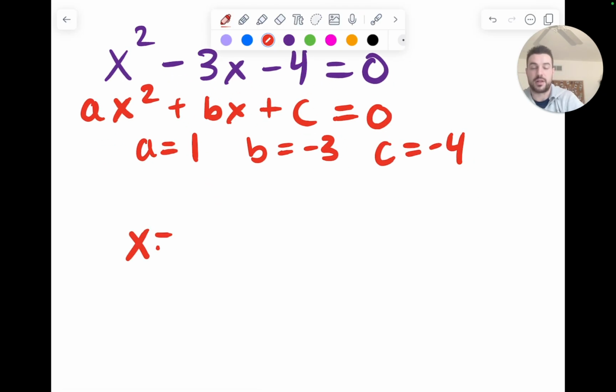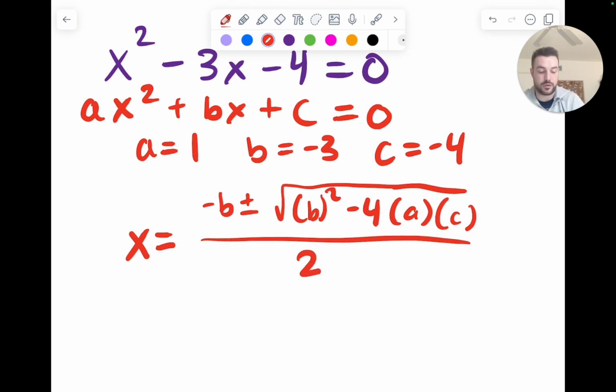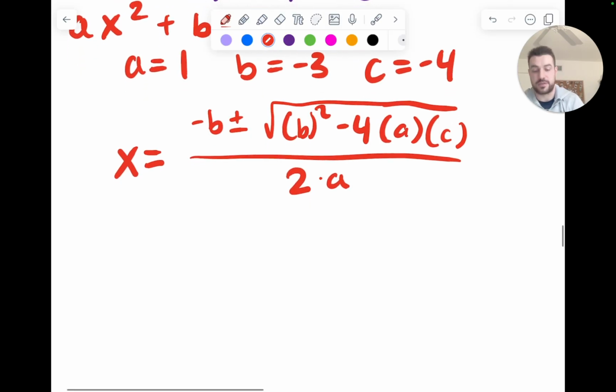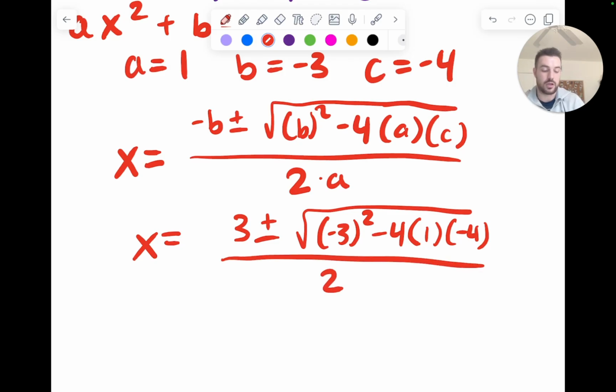So I'm going to write out my formula. x equals the opposite of b plus or minus the square root of b squared minus 4 times a times c, all over 2 times a. I'm just going to start plugging in my values here. x equals the opposite of negative 3. Well, the opposite of negative 3 is going to be positive 3 plus or minus the square root of negative 3 squared minus 4 times a times c, all over 2 times a. All right, so we've got our formula. We just need to go ahead and simplify.